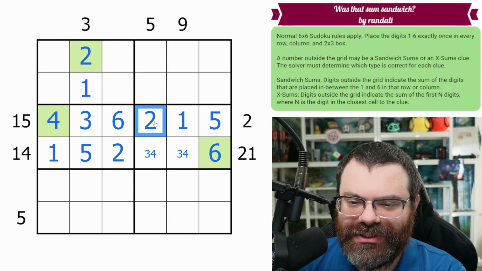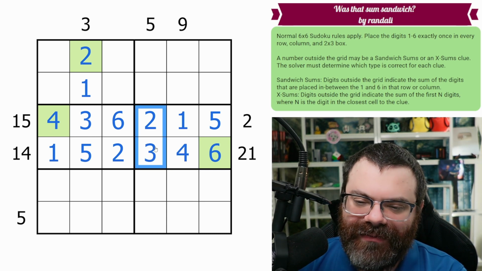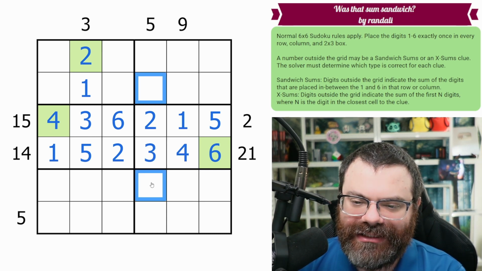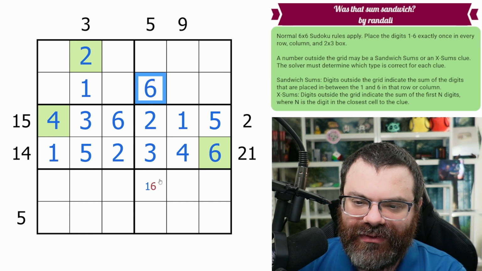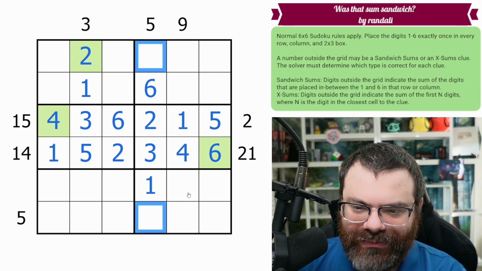And it will use this too. So it should be pretty obvious at this point that this is the 2, 3 inside of the sandwich. This is a 1, 6 pair, and we know the order. And then these are going to be the remaining digits, 4, 5. All right.